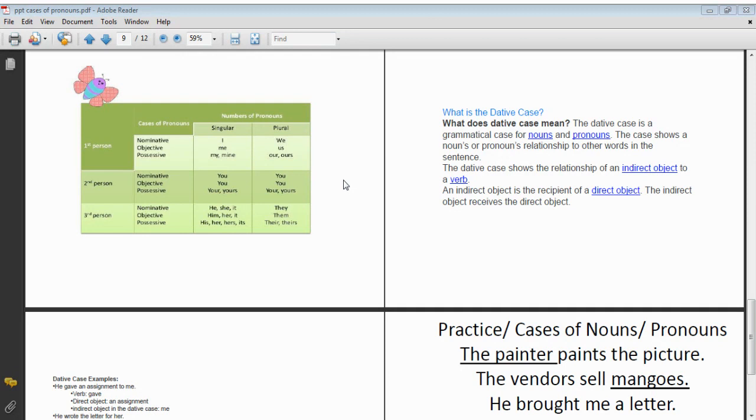Now we come to the second person. I told you that the singular and plural second person pronouns are the same. There is no difference at all. Whether you have to talk about one person, you will use you.